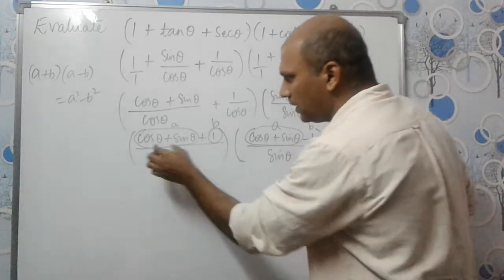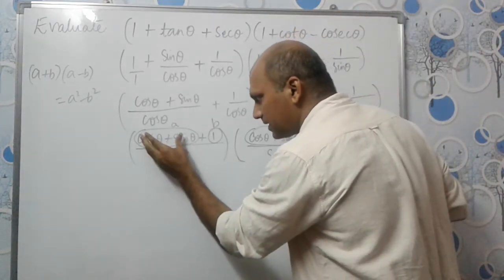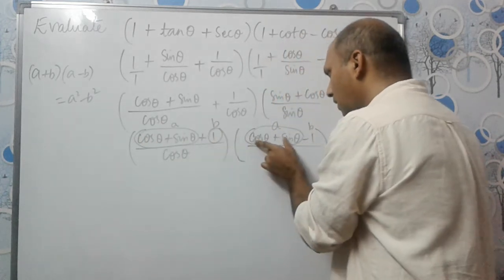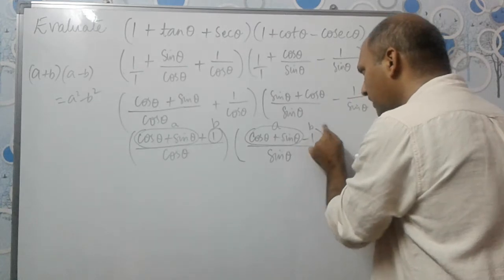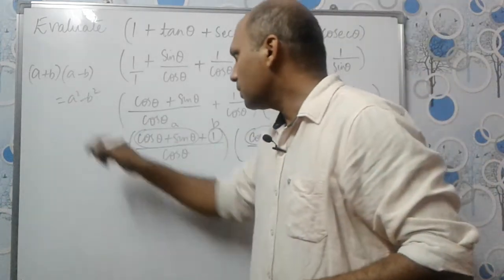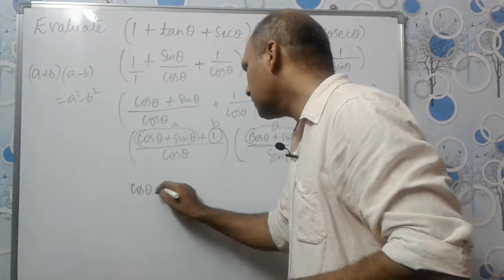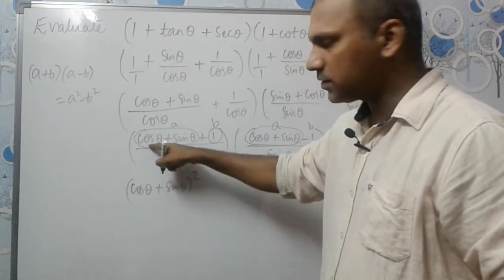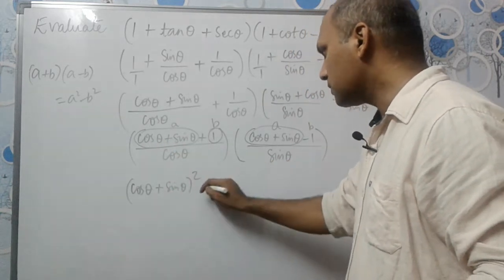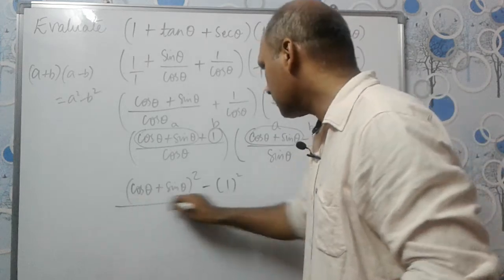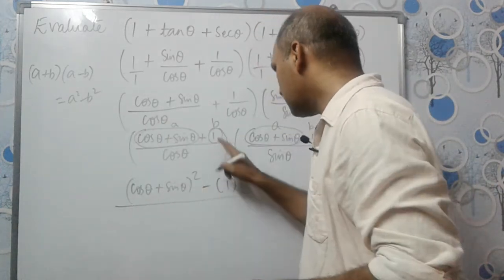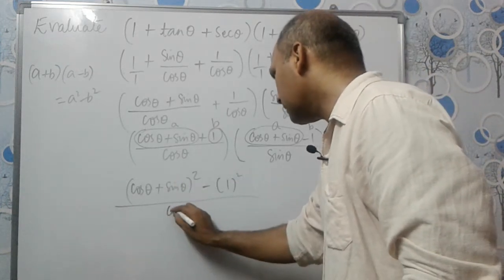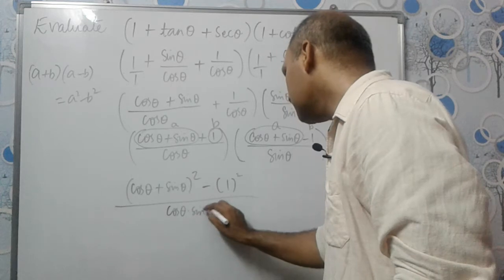Don't get confused here. See, cos plus sin, take this as one term, A plus 1 is B. Cos plus sin is A minus 1 is B. So A square minus B square. So this will be A square, but in place of A we have cos plus sin. So cos theta plus sin theta whole square minus B square. A square minus B square. B is 1. Multiply this, cos multiplied by sin. So this is cos multiplied by sin.